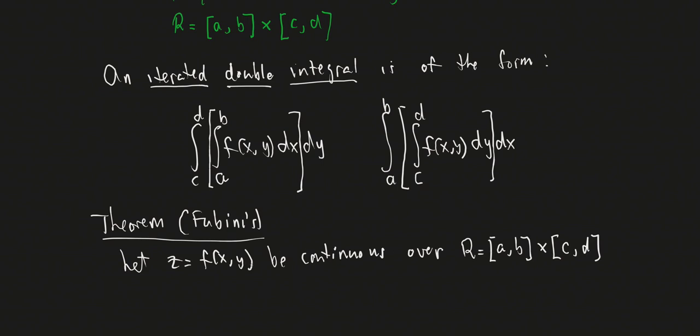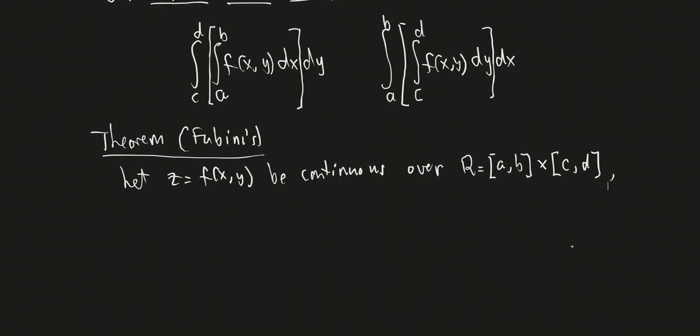So if we have a continuous surface over a rectangular region, Fubini says, hey, we have a choice as far as how we can evaluate this. So the double integral over this rectangular region can be evaluated two ways. So I'll write down the first way, and the way we say it is we're going to integrate with respect to x first, then with respect to y. So I'll write it like this.